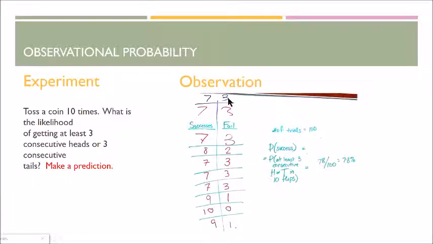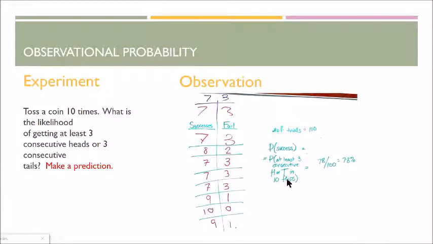Essentially, we had 10 partnerships here, and they each did 10 trials. So over on the right-hand side, we have 100 trials. If you count up the number of successes, there were 78 successes. So there's a 78 out of 100, or a 78% chance of getting at least 3 consecutive heads or tails when you flip a coin 10 times.